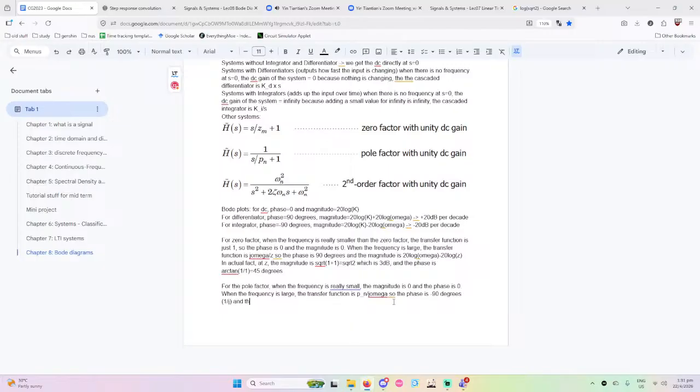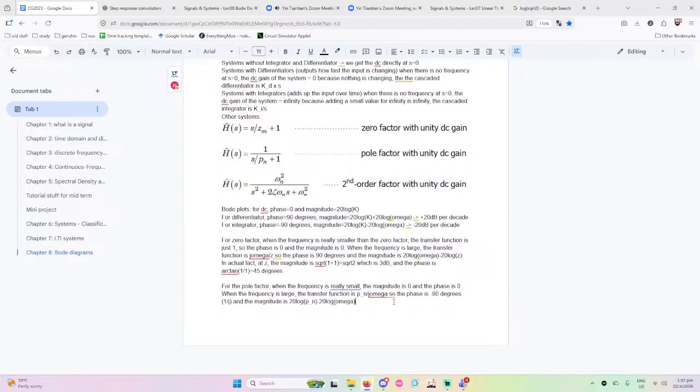So the magnitude of the frequency response in dB will be equal to 0 dB, and the phase will be equal to 0 degrees. So we can see in the magnitude plot, when the frequency is less than Pn, the magnitude is equal to 0 dB, and in the phase plot, when frequency is less than Pn over 10, the phase is equal to 0 degrees. Now we discuss the second case, when omega is much larger than Pn.